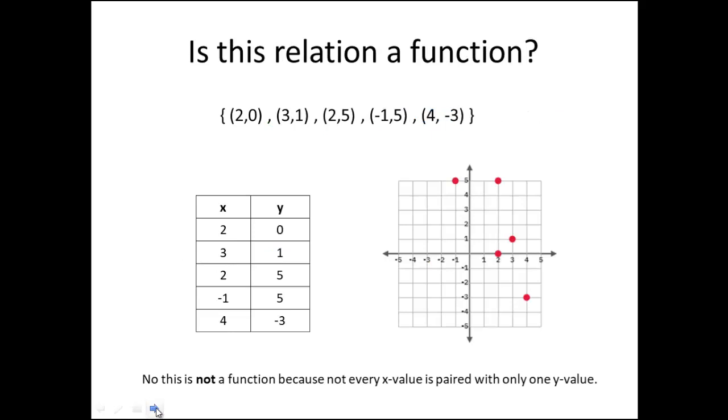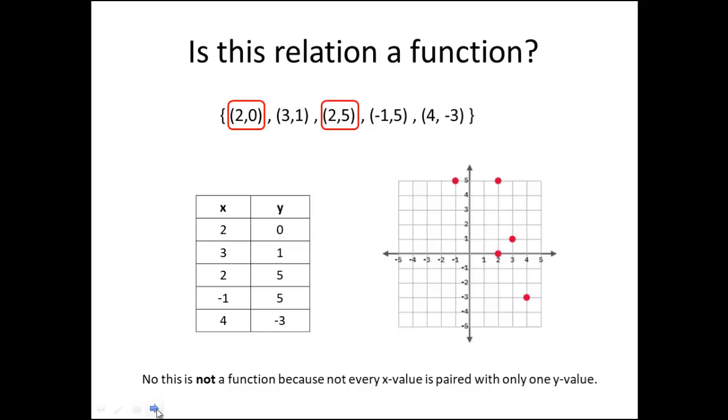Here's our example again. It's a set of points. Is this relation a function? I say no, it is not a function, and it's because not every x value is paired with only one y value. Let's look at all three representations. Notice that when it's listed as a set of points, by the way, these little curly brackets here are called set brackets, see how we have 2, 0? So 2 has been paired with 0. 2 has also been paired with 5. So that breaks the rule. 2 is not paired with just one y value.